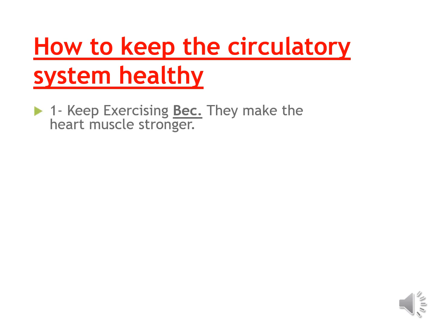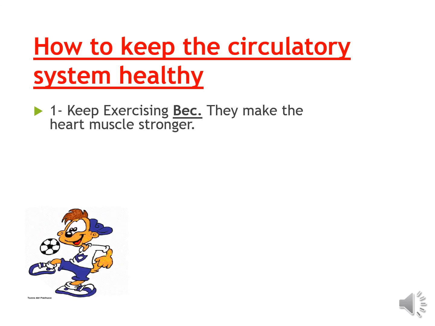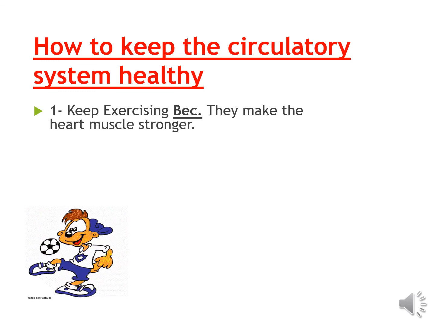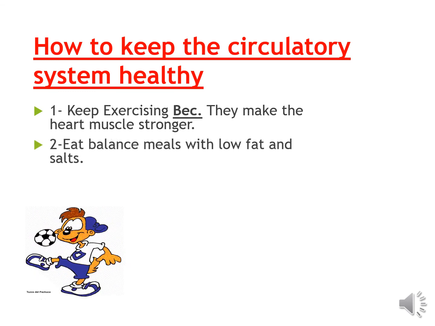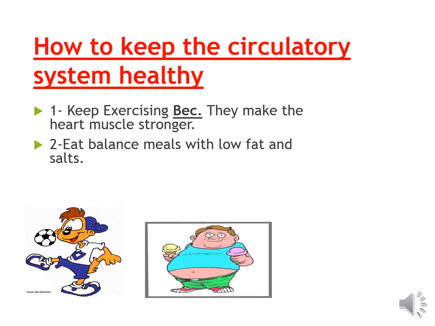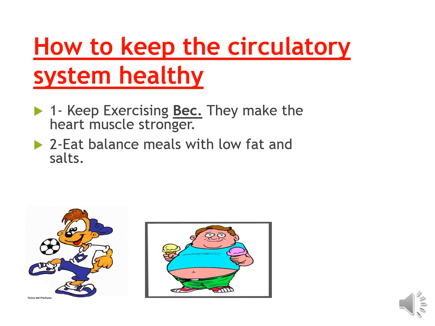How to keep the circulatory system healthy? Keep exercising. It makes the heart muscle stronger. Eat balanced meals with low fat and salts. Avoid smoking because it damages the heart and respiratory system.